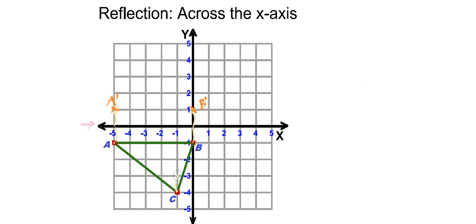So let's do C. So we've got 1, 2, 3, 4. So we repeat that process. 1, 2, 3, 4 on the other side of the mirror line. So right here is C dash.